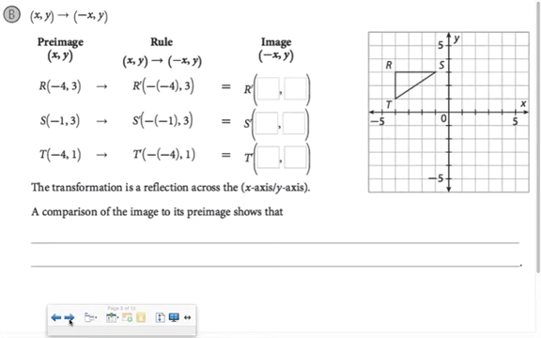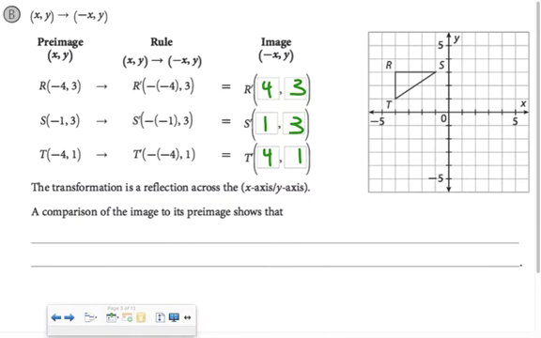Different transformation this time. My pre-image is always x comma y. This time my rule is negative x comma y. And so they've plugged the values into the rule, and we are to figure out what the output is. So R prime is at 4 comma 3. S prime at 1 comma 3. And T prime at 4 comma 1.